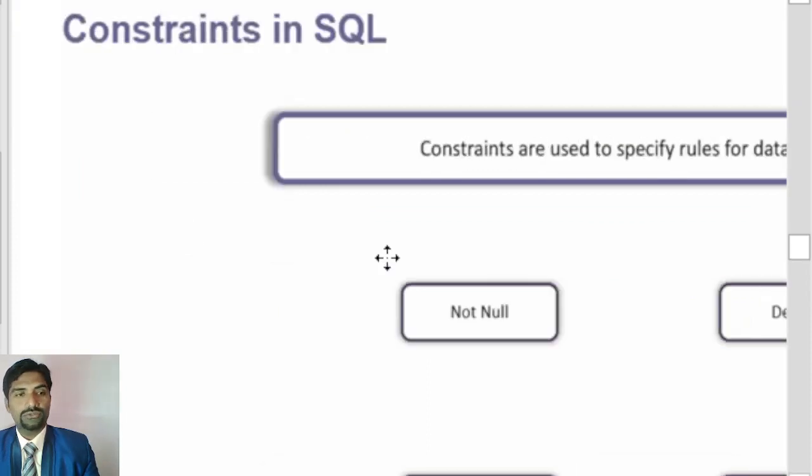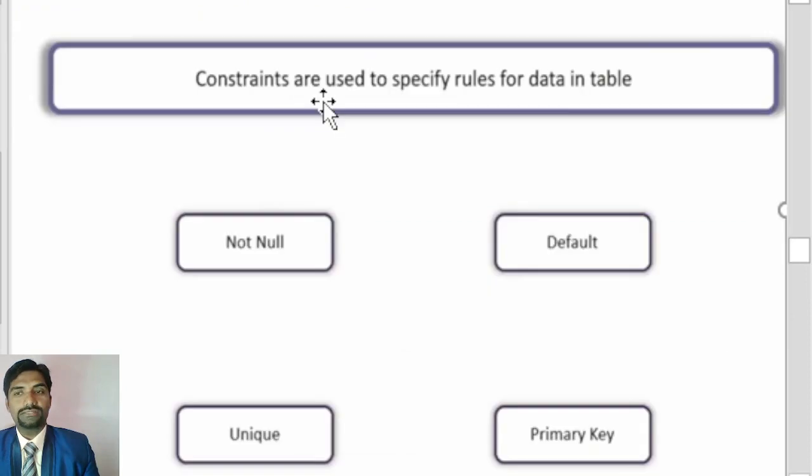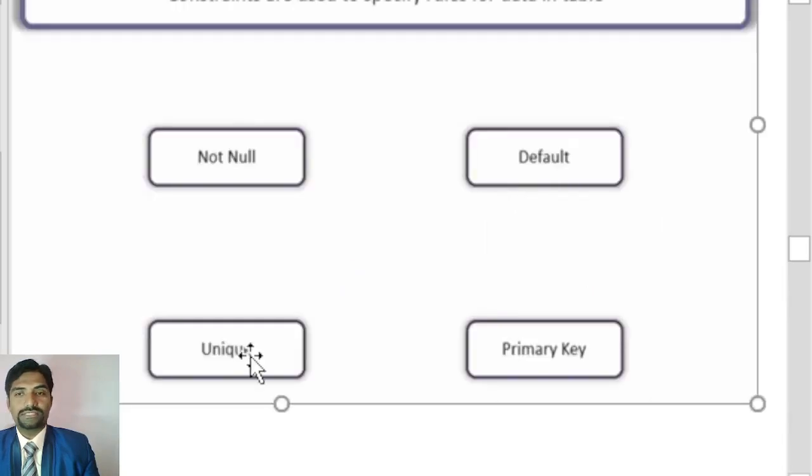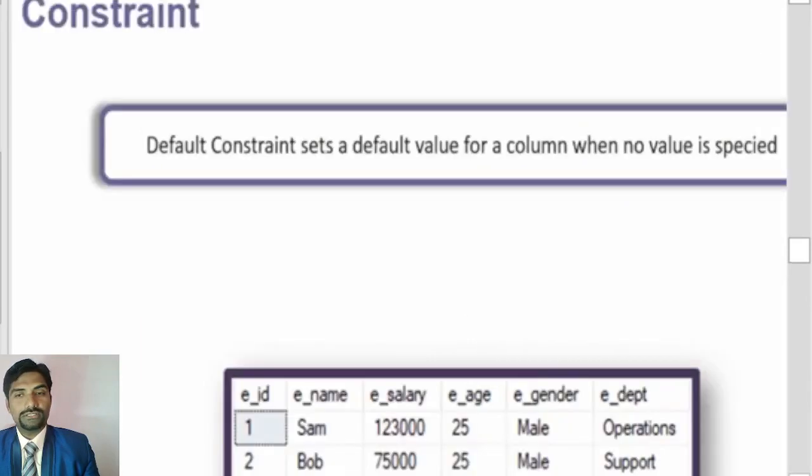Constraint in SQL. Constraint means certain rules or certain conditions. Constraints are used to specify rules for the data in the table. Majorly we are using 4 constraints: not null constraint, default constraint, unique constraint and primary key constraint. Before creating the table, you must know about the constraints.